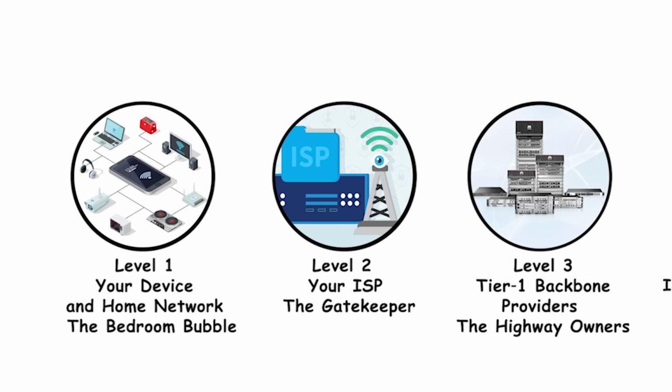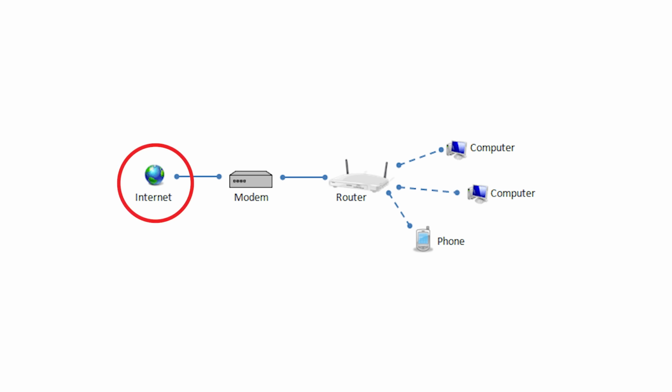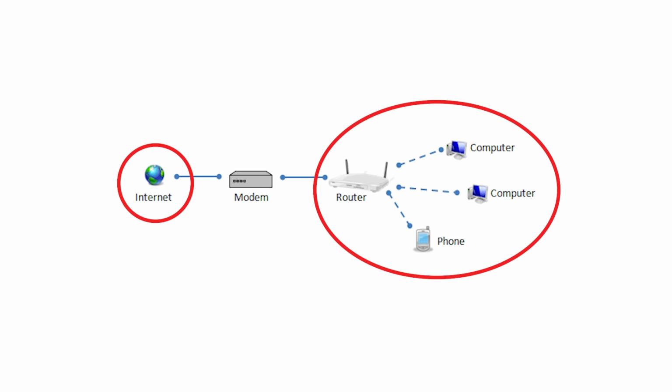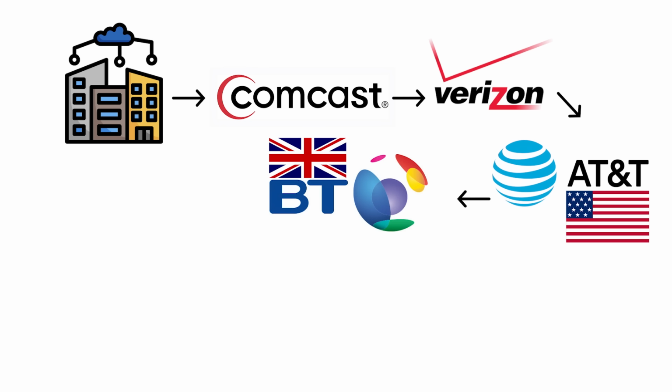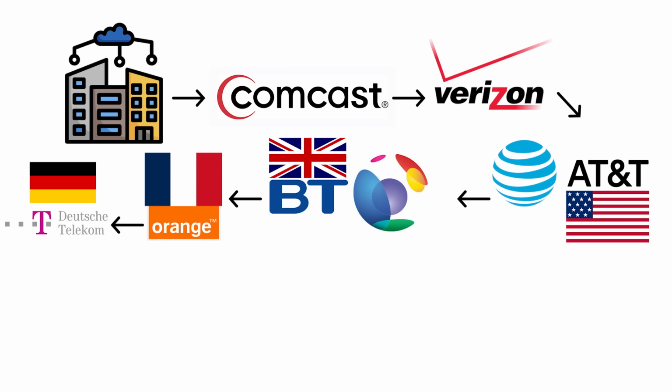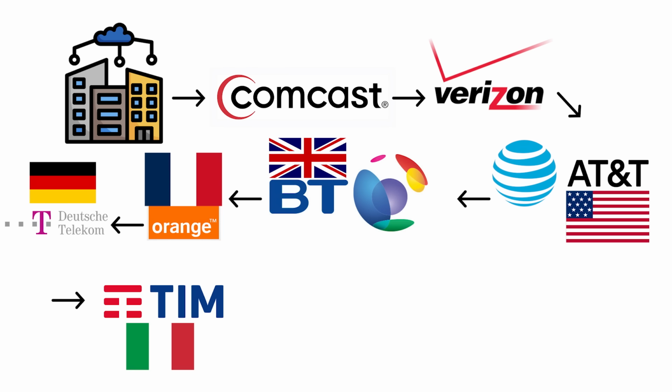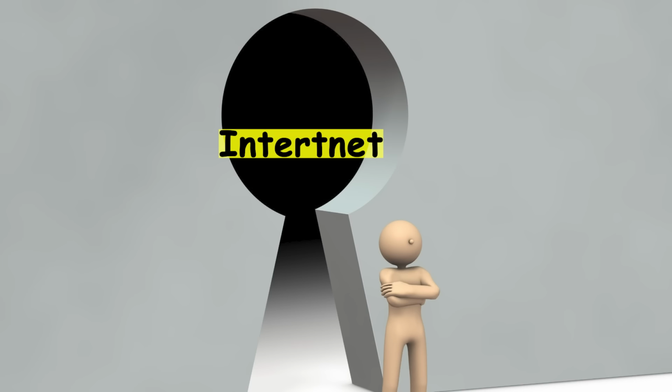Level 2. Your ISP, the gatekeeper. Your internet service provider is the first real control layer above you. Companies like Comcast, Verizon, AT&T in the US, BT in the UK, Orange in France, Deutsche Telekom in Germany, or TIM in Italy. These are the gatekeepers, and you have to go through them to reach the internet.